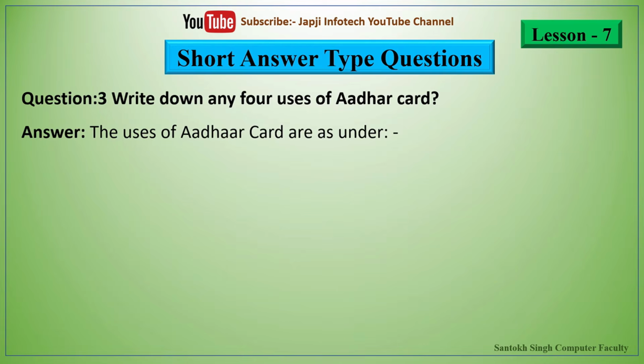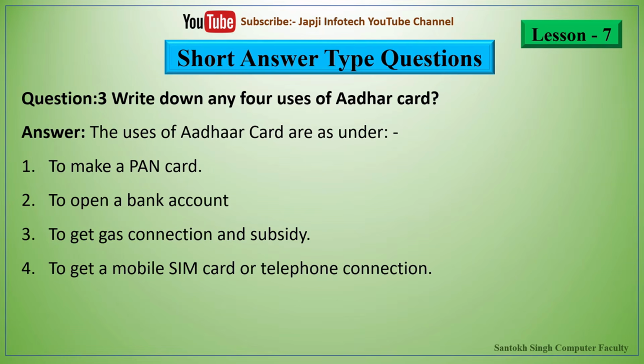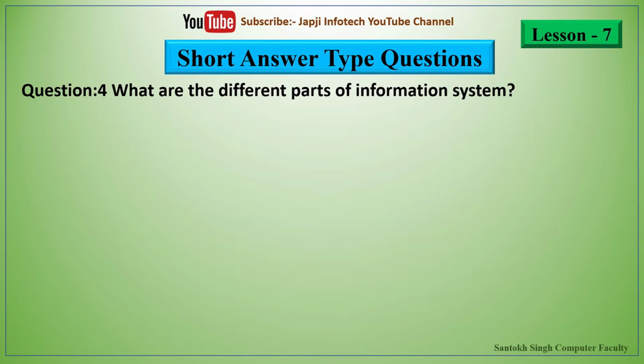And the third one is, write down any 4 uses of Aadhaar card. So the uses of Aadhaar card are as under. The first one is to make a PAN card, to open a bank account, to get gas connection and subsidy, and to get a mobile SIM card or telephone connection. And the fourth one is, what are the different parts of information system?